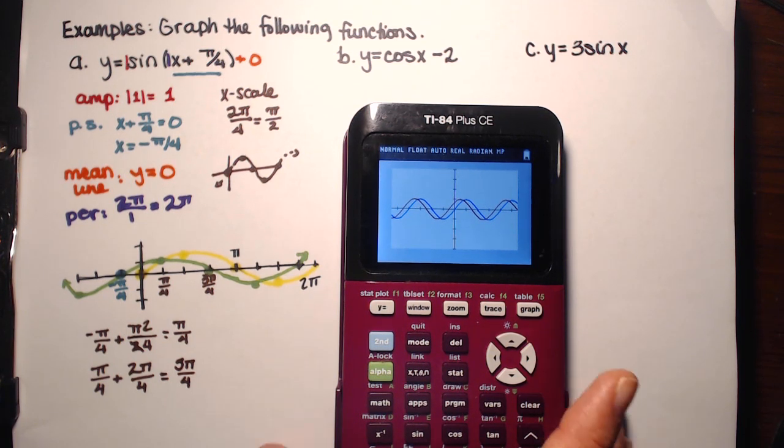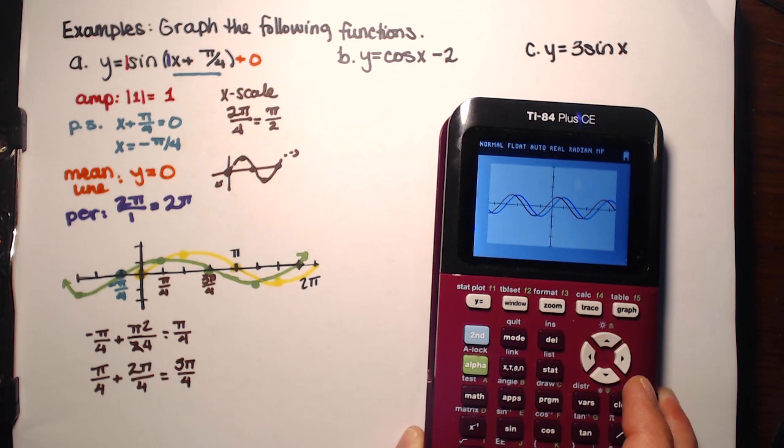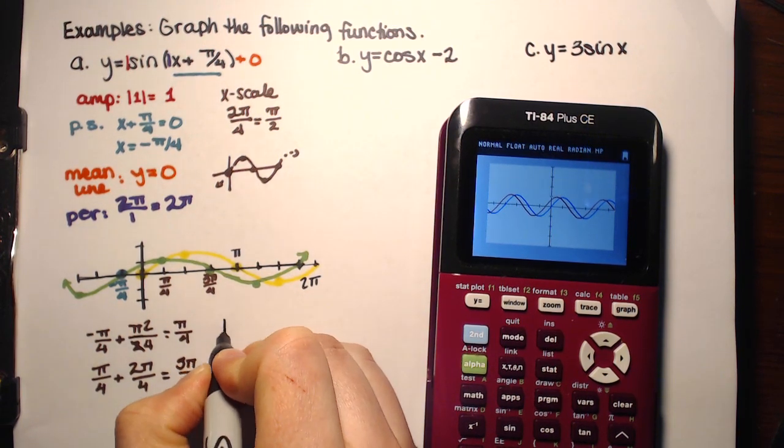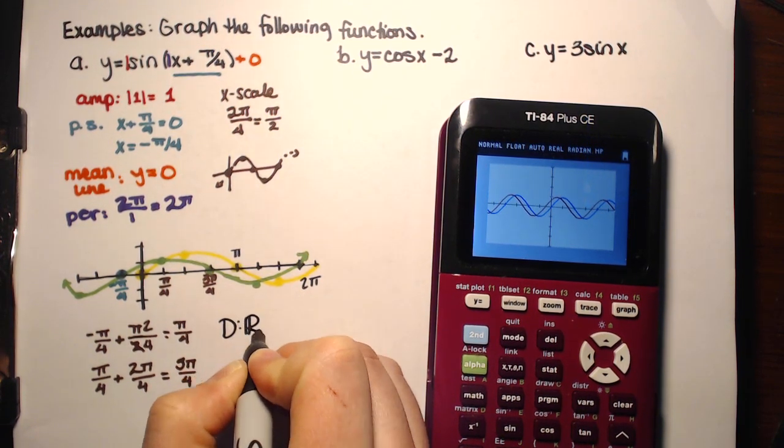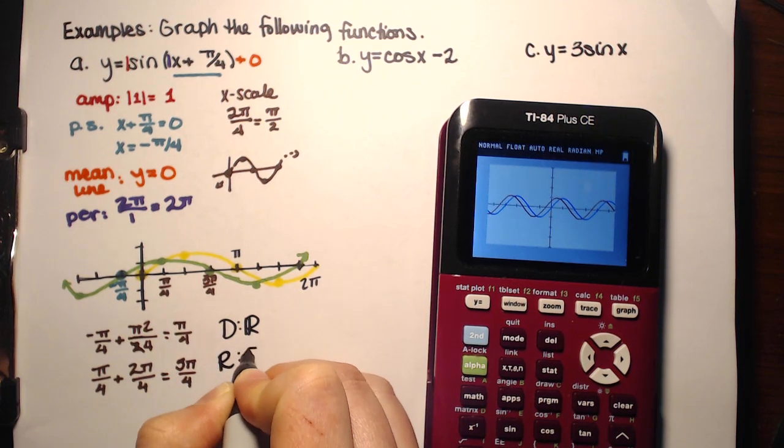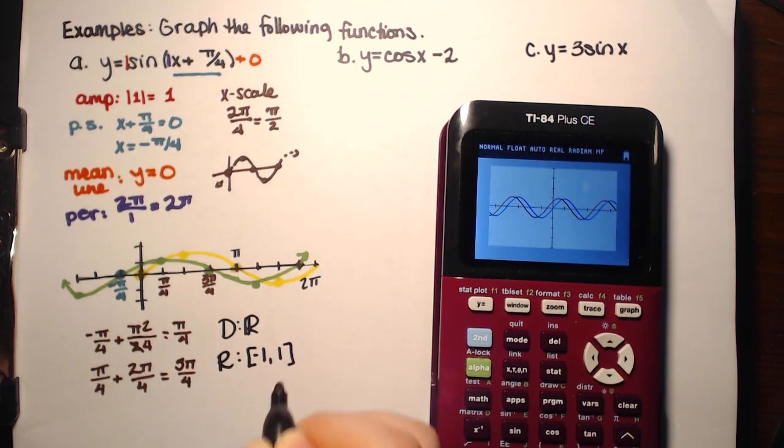Okay, and then if we talk about domain and range, because we didn't move this up or down and we didn't stretch it in a vertical direction, your domain is all real numbers, your range didn't change, -1 to 1. Okay, so I'm going to make another video for some of the other examples.